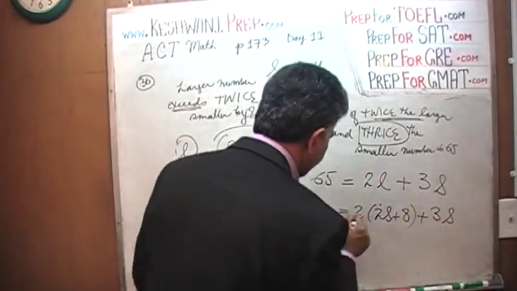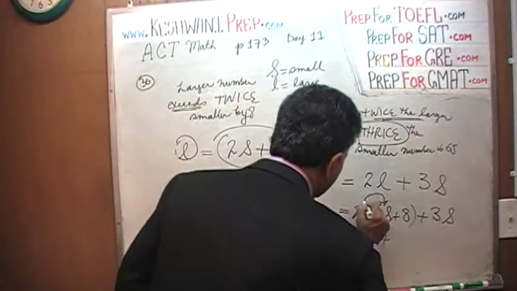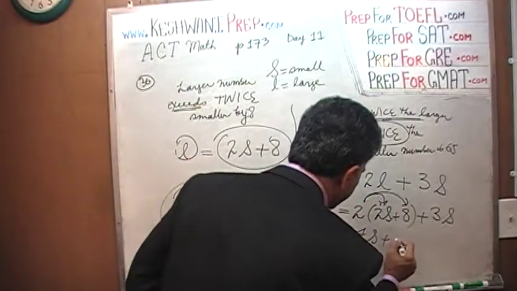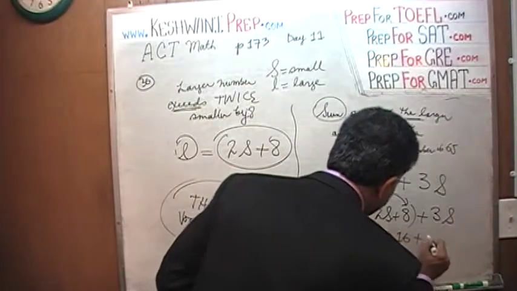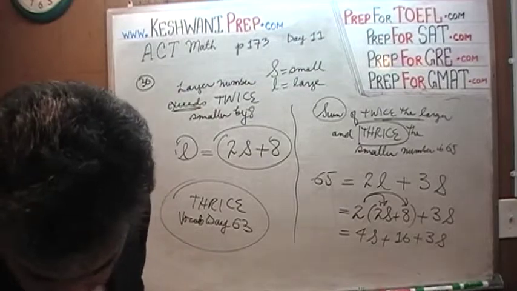So let's open the parentheses, so we get 2 times 2, which is 4s, plus 2 times 8, which is 16, plus 3s. I'm not sure if they go that far, maybe they stop right here, sometimes they do that.